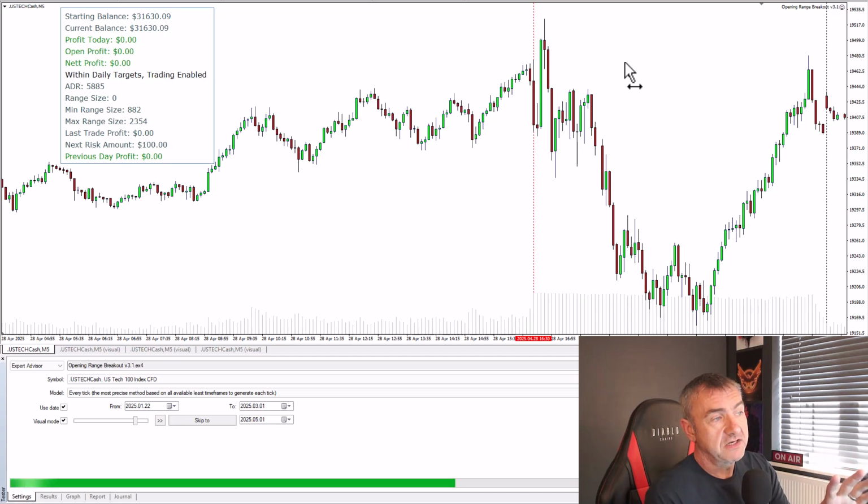But the strategy in a nutshell is we're looking for a decent size range to form, showing us that there is enough movement to trade today, and there's not too little volume or too little interest in direction for us to want to get involved.